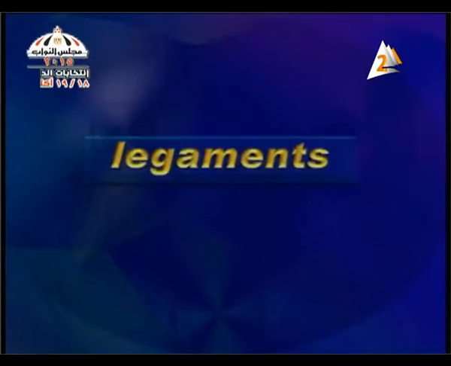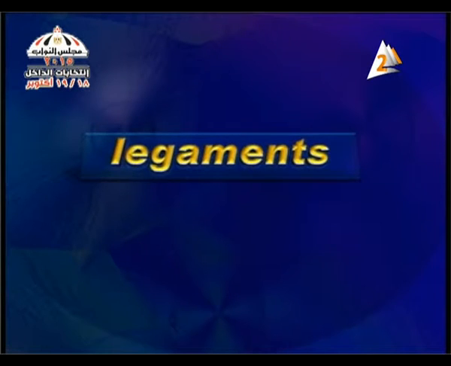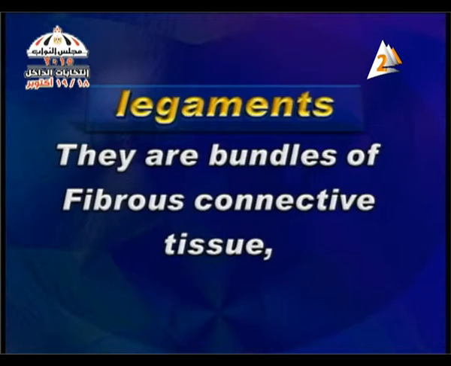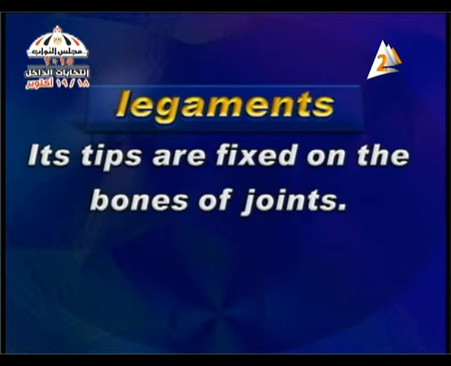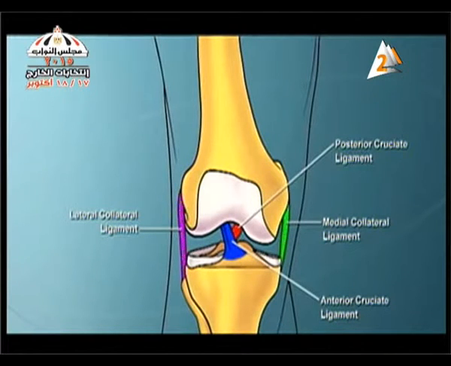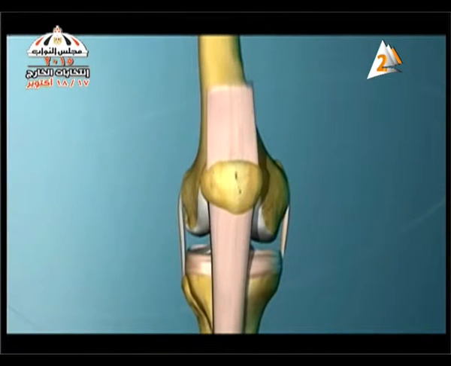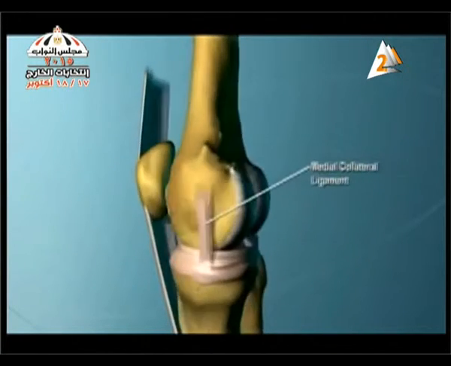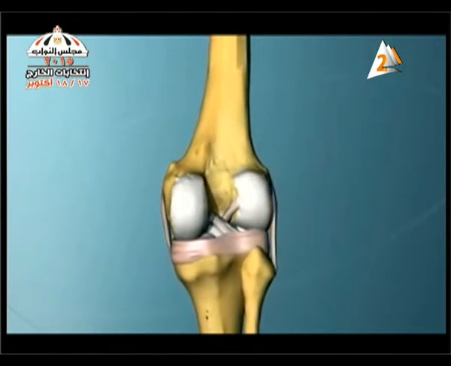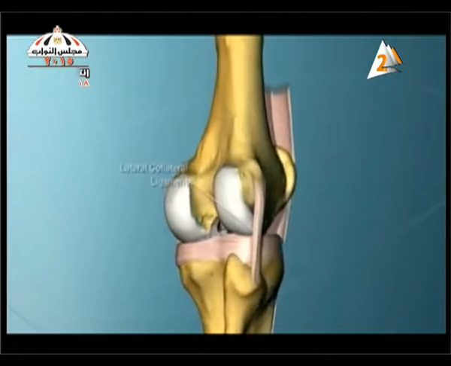Now, let's talk about ligaments. As you see, they are bundles of fibrous connective tissue. Its tips are fixed on bones of joints. It connects bones at the point of connection. At joints also, it determines movement of joints in different directions.